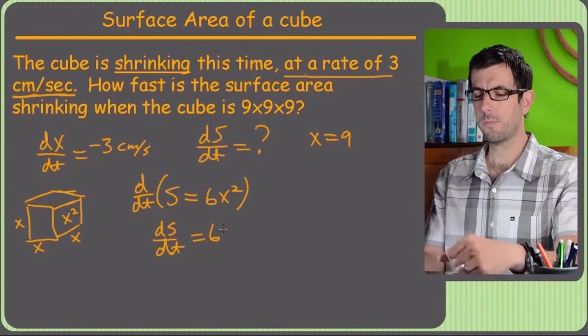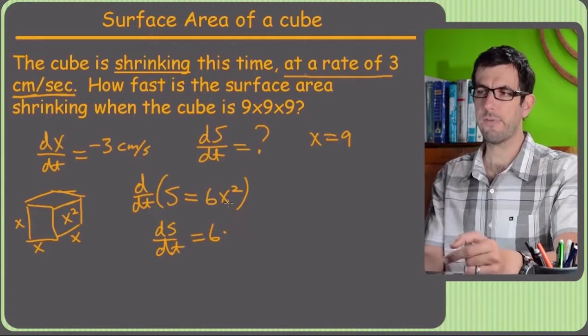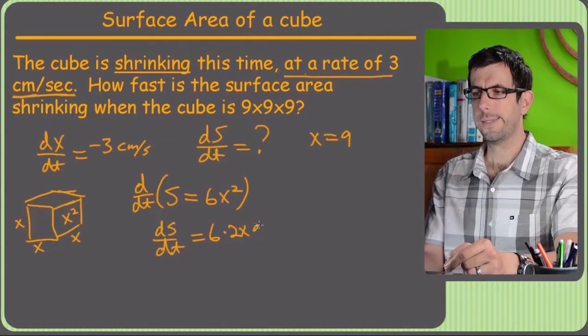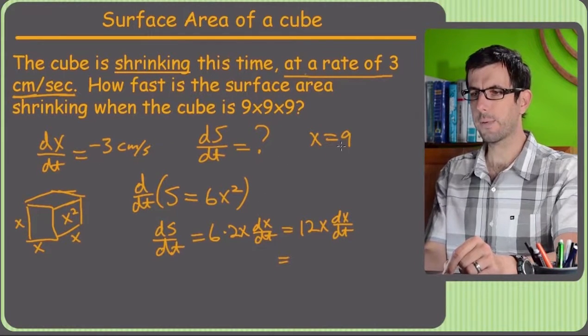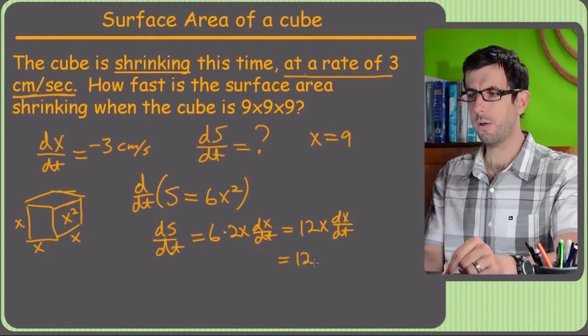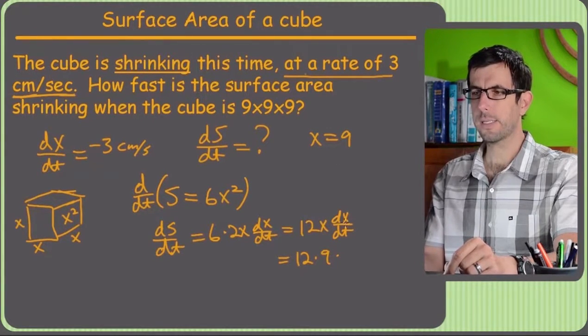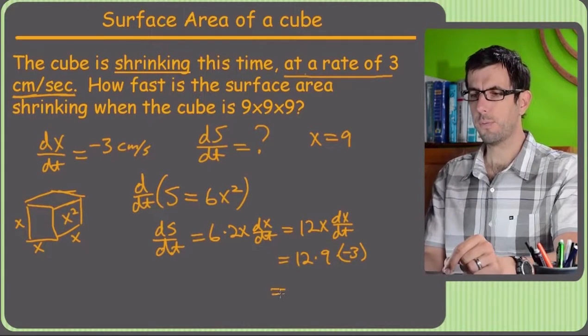And dS, the derivative of S, is just dS/dt equals 6 times the derivative of x squared, which is 2x dx/dt. So that's just going to equal 12x dx/dt. All right, so do we have enough letters to plug in for that? We got x and we got dx/dt, so I think we're set. So 12 times x, which is 9, times dx/dt, which is -3. And just plug that out, and we get -324.